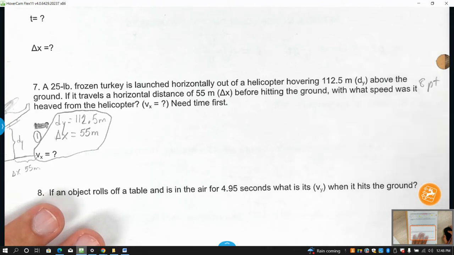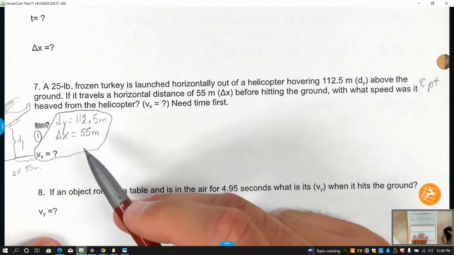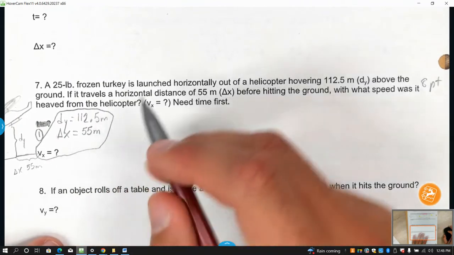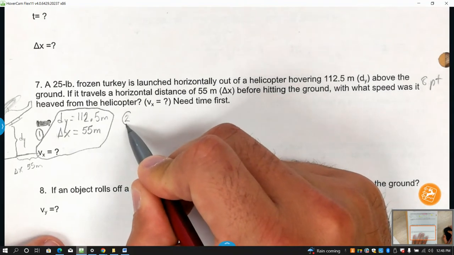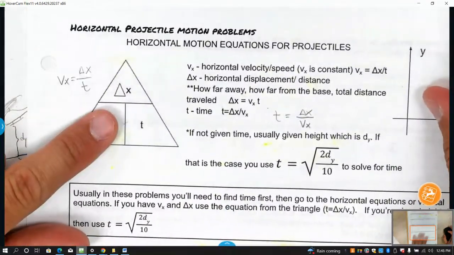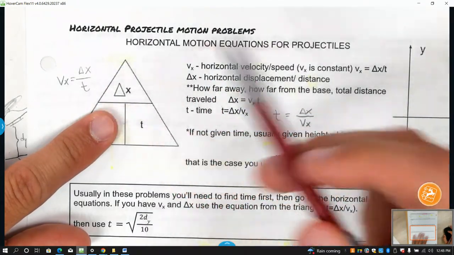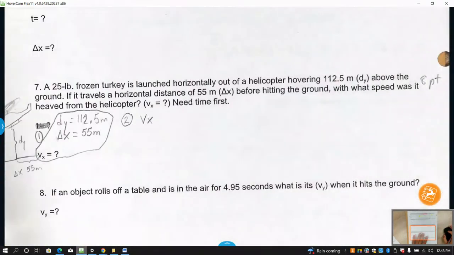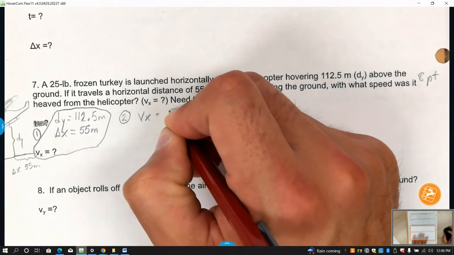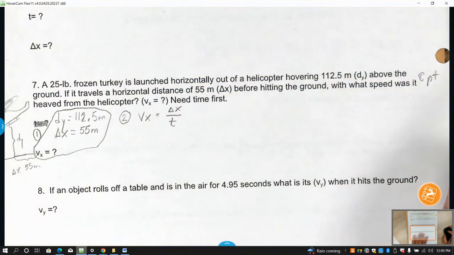What is your second step? Once you know what you're looking for, you want to write the equation for that question mark. Okay, Vx. What does Vx equal? So if I went to the front, covered up Vx, it is equal to delta x over time. So I'm going to write that equation down. Delta x over time.